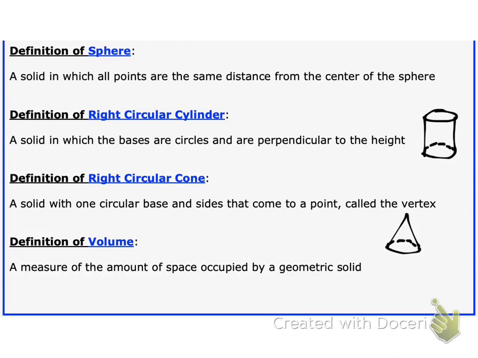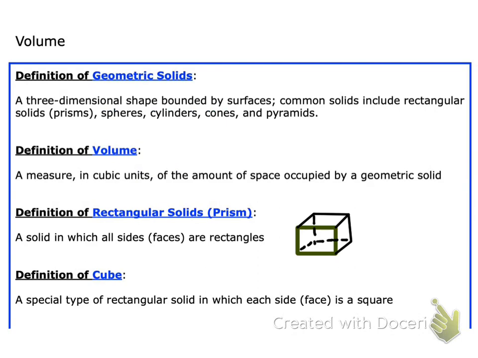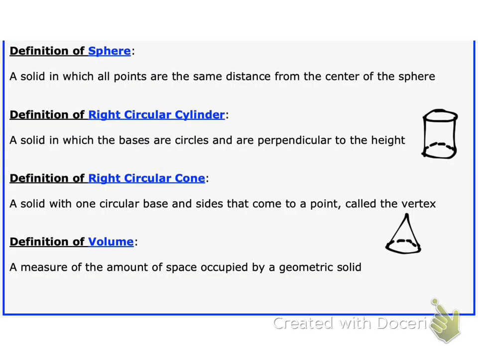And then definition of volume. Didn't I already do that one? Sure did. Yep. Finding all sorts of mistakes tonight. Definition of volume: a measure of the amount of space. Well, I don't even have it right on here. Okay, that's wrong. Just cross it out. It's already here.